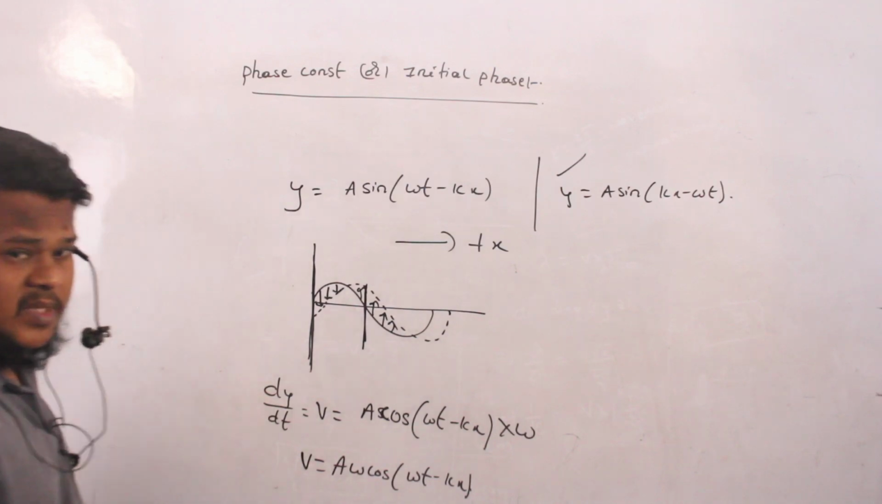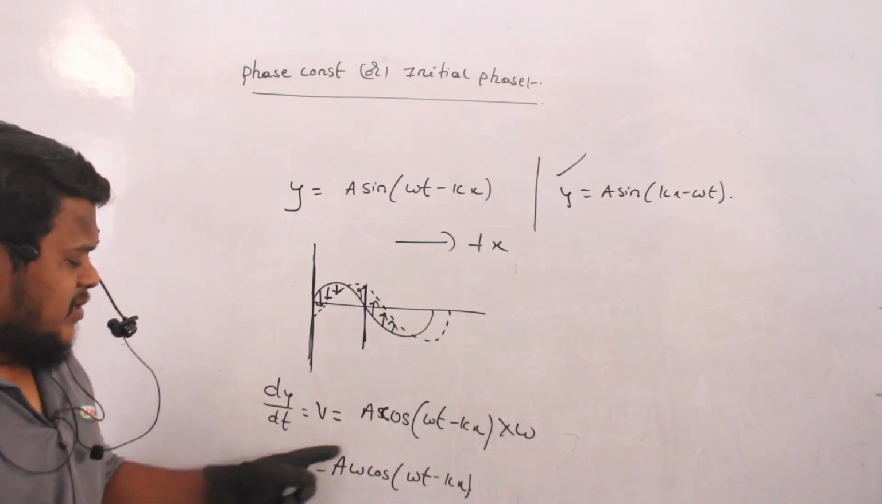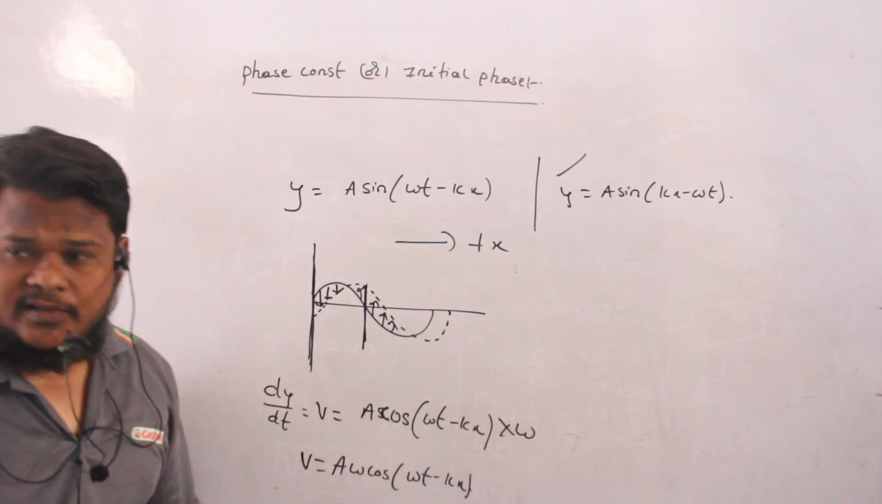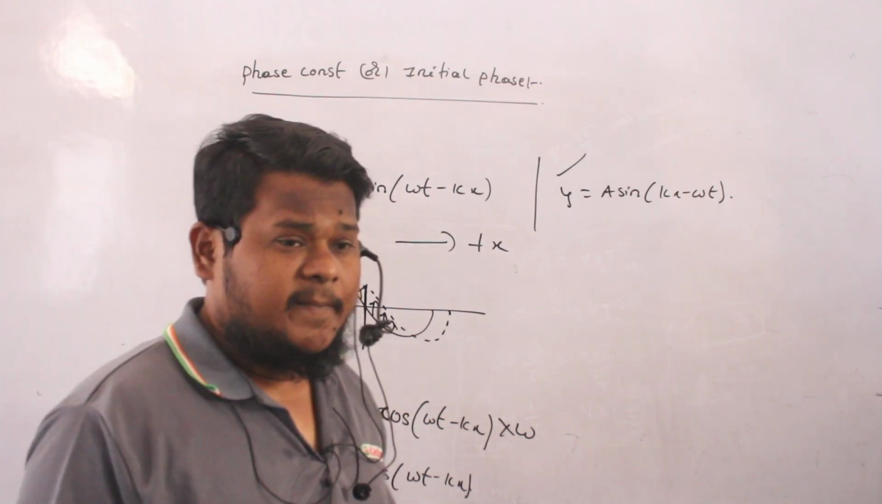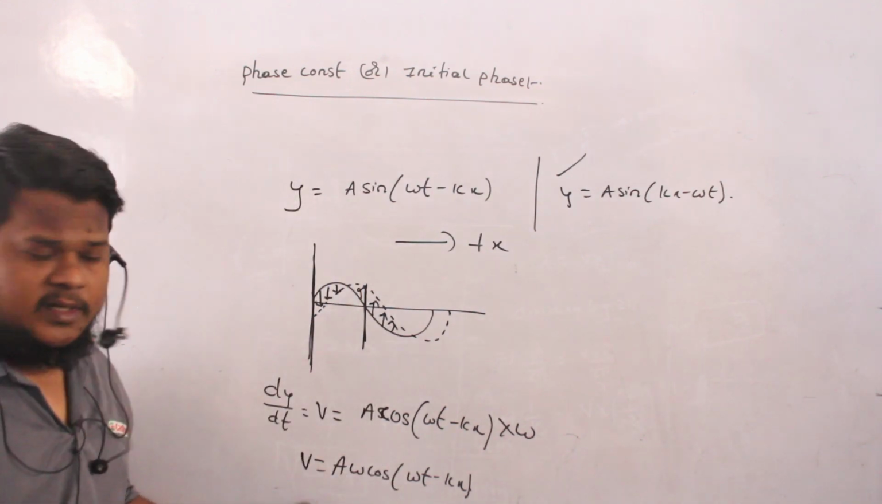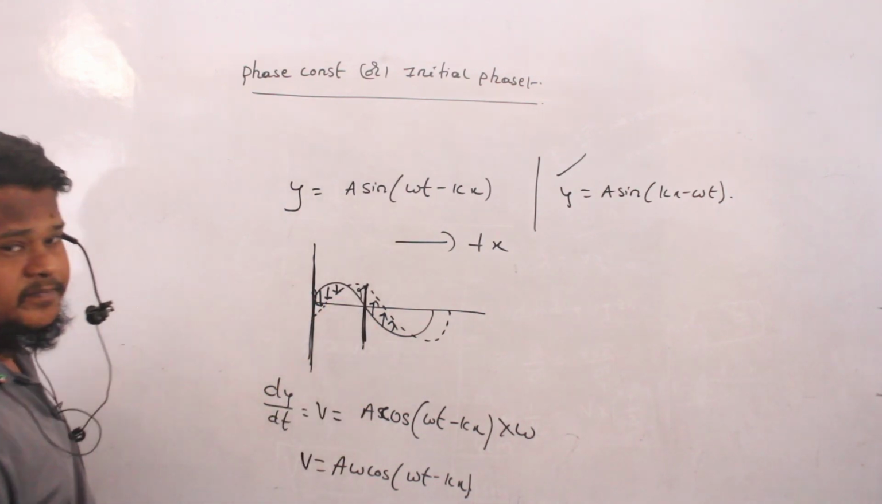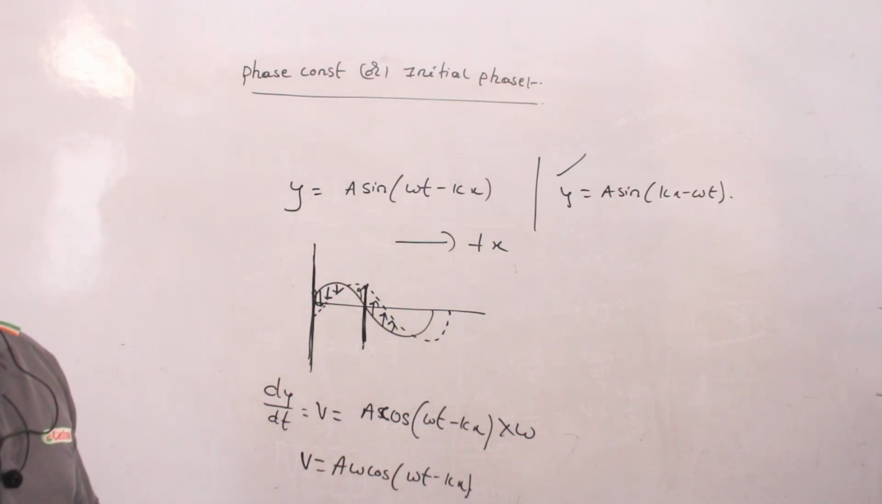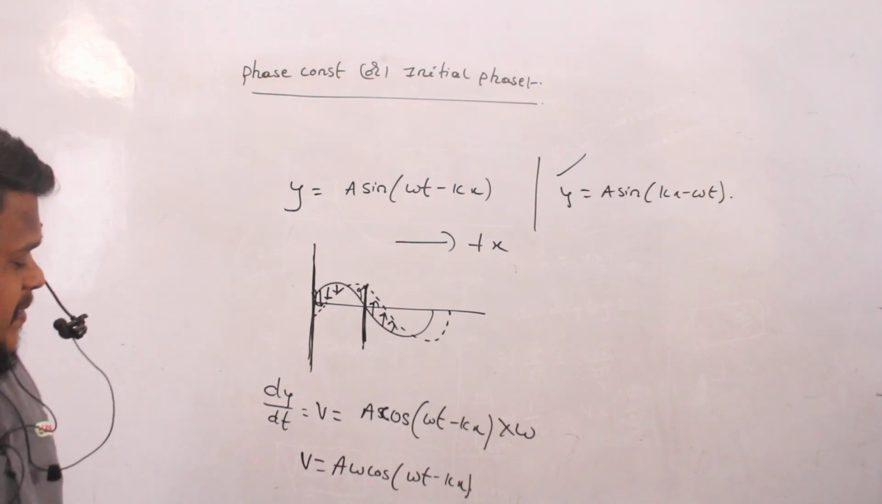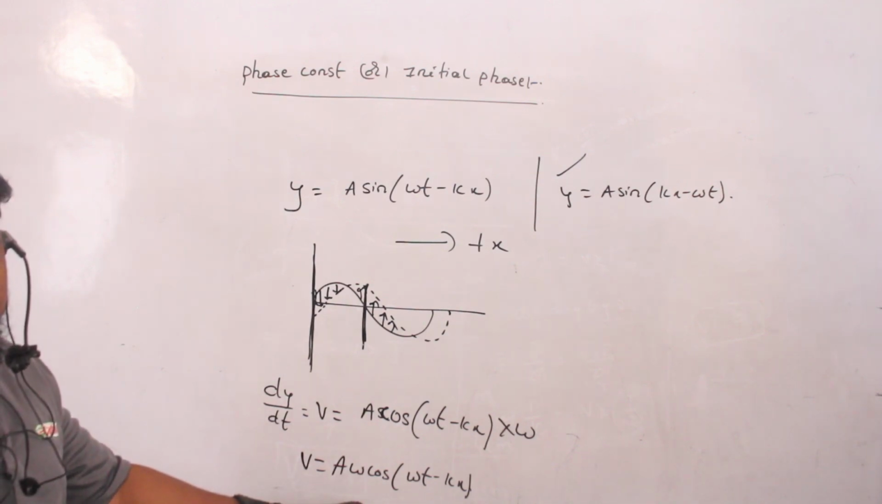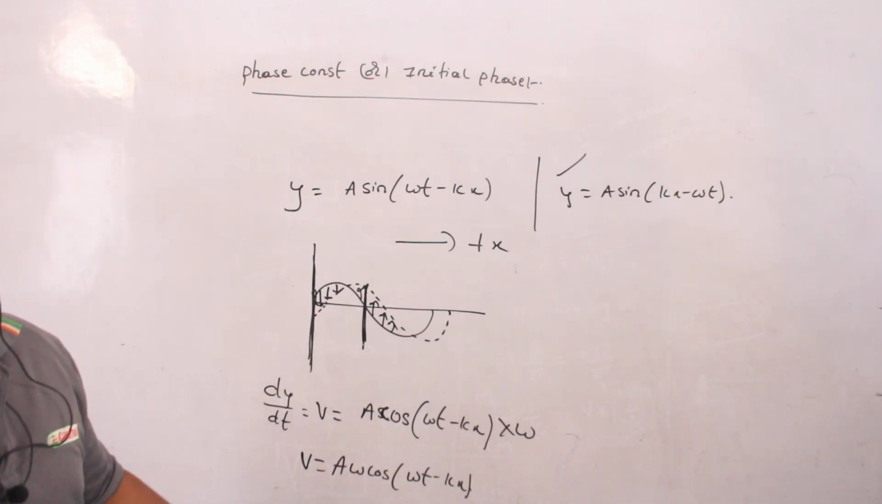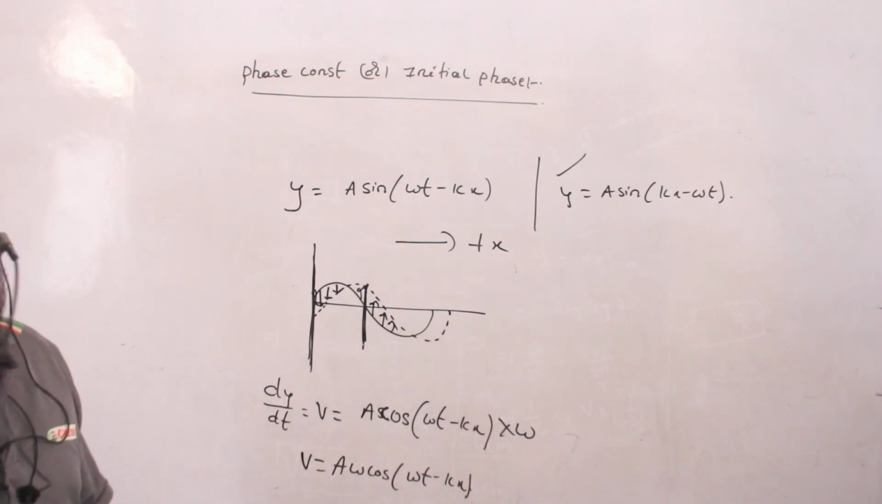This is the relation which I got. Now if I see this relation, I got velocity of this wave to be a positive number. So I got v is equal to a omega cos(omega t minus kx). It means the particles have positive velocity. So which particles are having positive velocity?